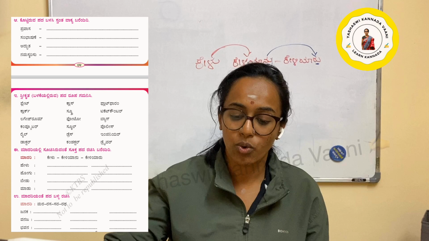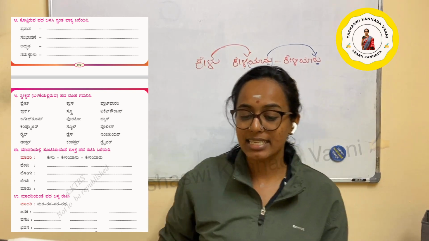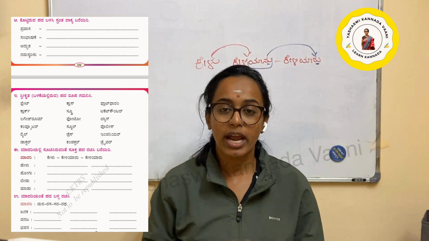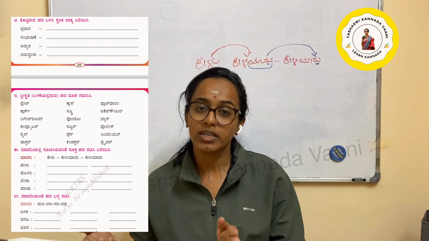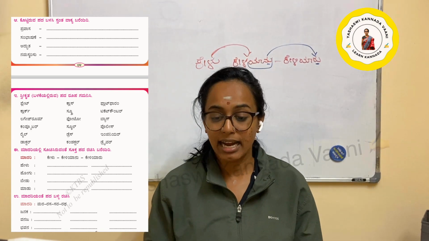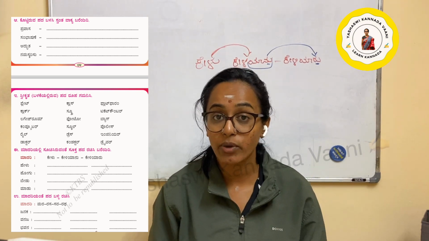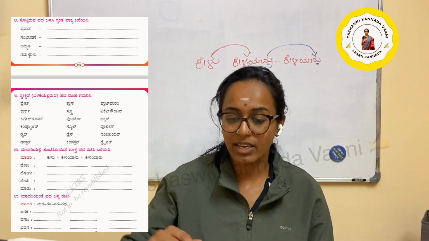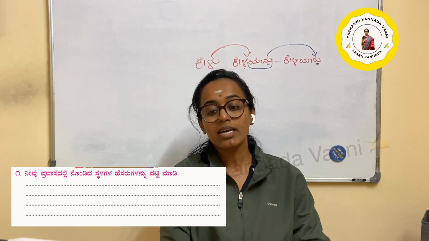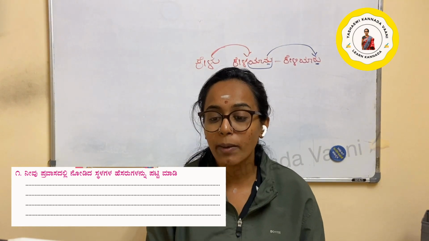Okay, next, ಮಾದರಿ ಅಂದ್ರೆ ಪದಬಳ್ಳಿ ರಚಿಸಿ. ಪದಬಳ್ಳಿ is a word building. So from the ending letter you have to frame a new word. So this one I leave for you. You can take help of a textbook and you can try this one. Okay na? Very good. Next, ನೀವು ಪ್ರವಾಸದಲ್ಲಿ ನೋಡಿದ ಸ್ಥಳಗಳ ಹೆಸರುಗಳ ಪಟ್ಟಿ ಮಾಡಿ.